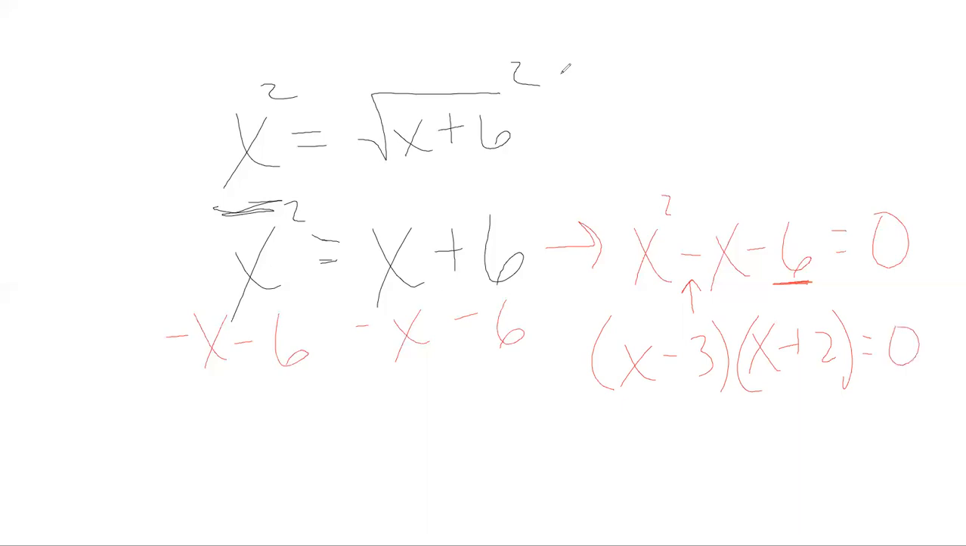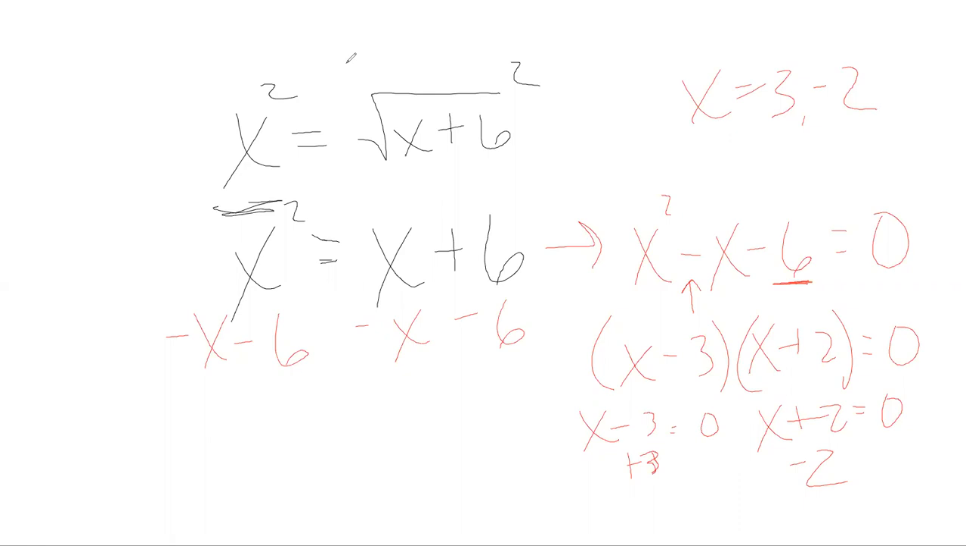And then remember, we set each of those equal to 0. Do the opposite. That's supposed to be a 3, and this is supposed to be minus 2. And so we get x equals positive 3 from this one. X equals 3 and x equals -2.